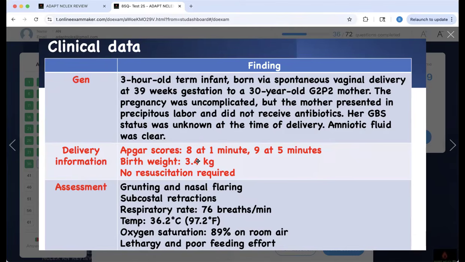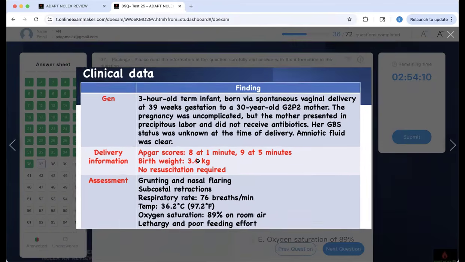Within a short time, the baby delivered and did not receive what? Antibiotic. GBS status is unknown. We don't know whether she was GBS positive or not. So the baby may have sepsis at the time of delivery. Amniotic fluid was clear. Okay, APGAR score 8 at 1 minute. That's good. And then 9 at 5 minutes. The birth weight of the baby, 3.4 kilos. Not bad. There's no resuscitation required because the baby was fine.